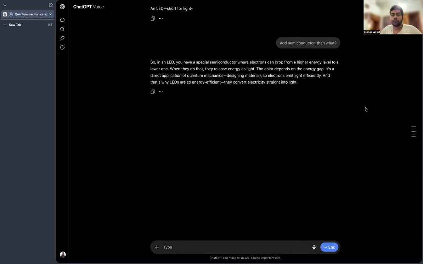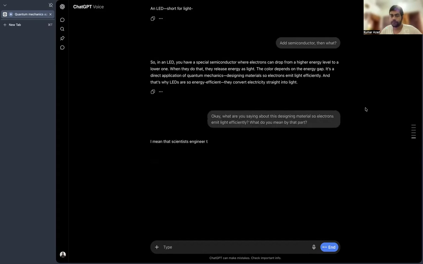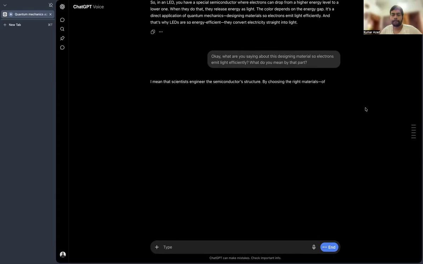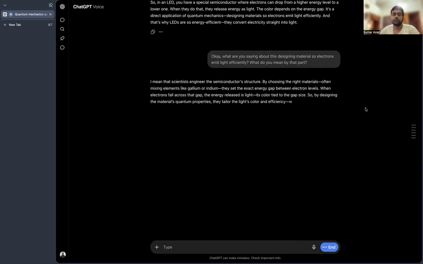Okay, what are you saying about this designing materials so electrons emit light efficiently? What do you mean by that part? I mean that scientists engineer the semiconductor structure. By choosing the right materials, often mixing elements like gallium or indium, they set the exact energy gap between electron levels. When electrons fall across that gap, the energy released is light, its color tied to the gap size. So by designing the material's quantum properties, they tailor the light's color and efficiency, whether it's for a red LED, a blue one, or even white light.